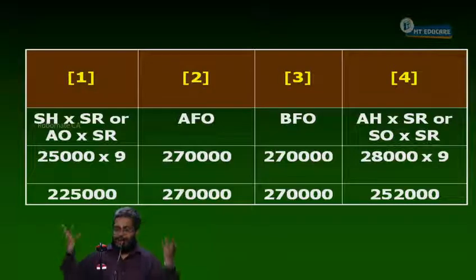Tell me what is this 45,000 adverse? One name, English word. Under absorption. I spent 2,70,000. In my cost sheet, I absorbed 2,25,000. I spent 2,70,000. That's an under absorption. Branch it into 2. Fixed overhead expenditure variance, fixed overhead volume variance.